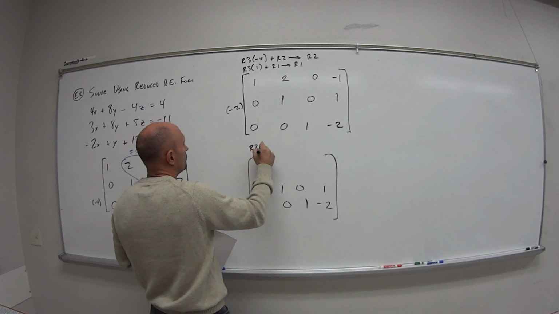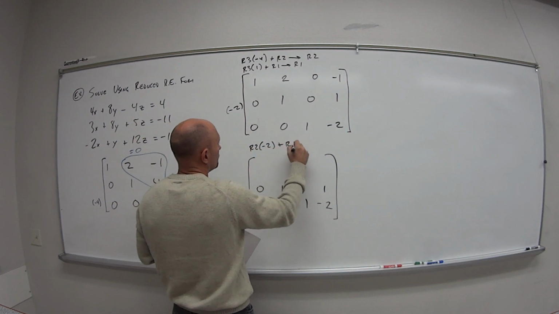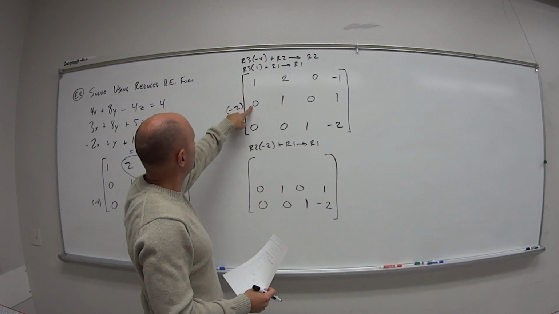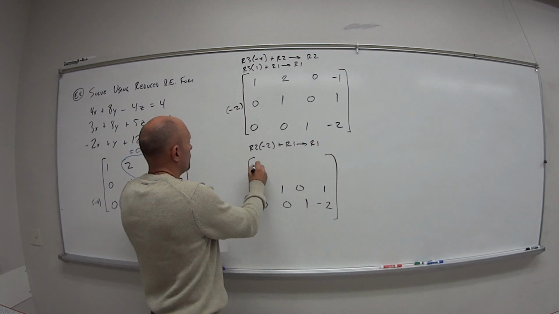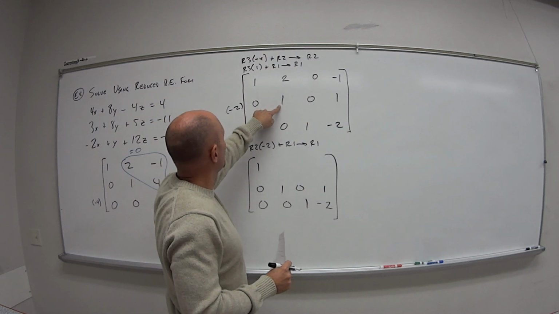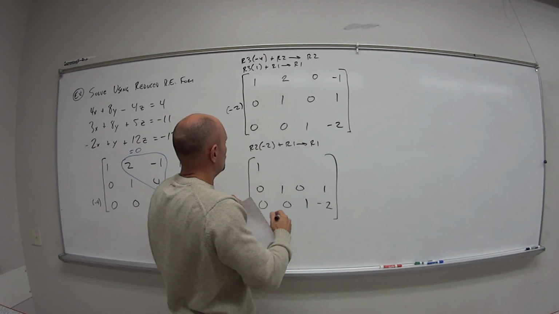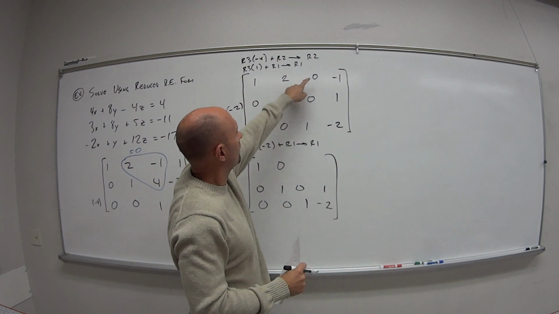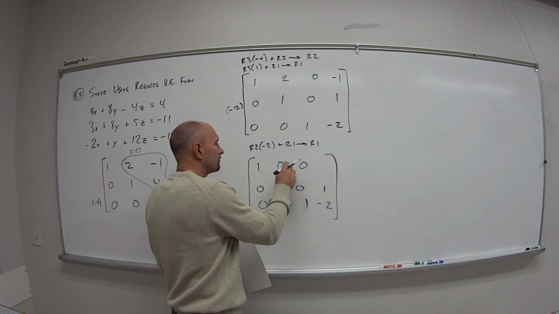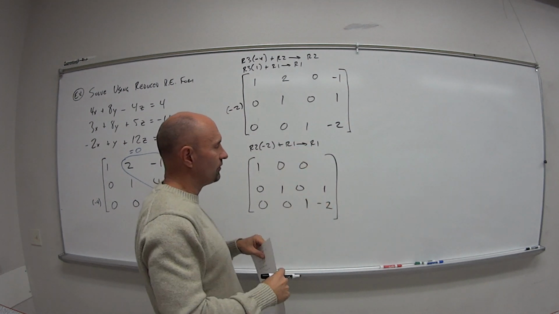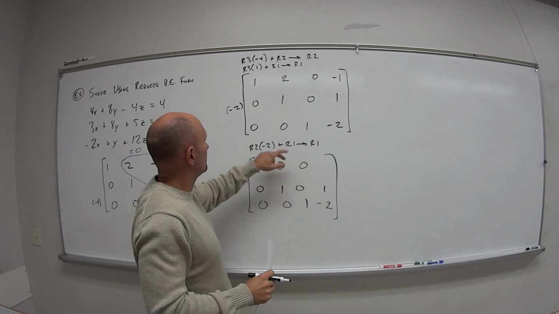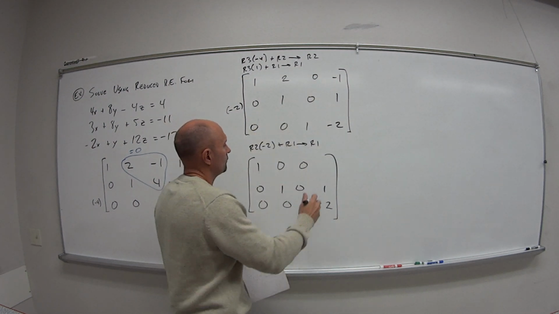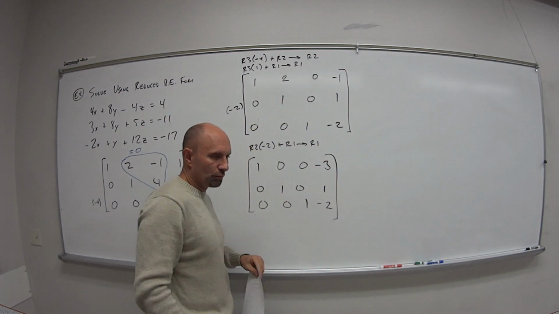So I have row 2 times negative 2 plus row 1 gives me a new row 1. So negative 2 times 0 is 0 plus 1 is 1. Negative 2 times 1 is negative 2, plus 2 is 0. Negative 2 times 0 is 0, plus 0 is 0. Again, remember, if we start getting numbers back where we'd already had a 0, we have an issue there. And then negative 2 times negative 1 is negative 2, minus 1 is negative 3.